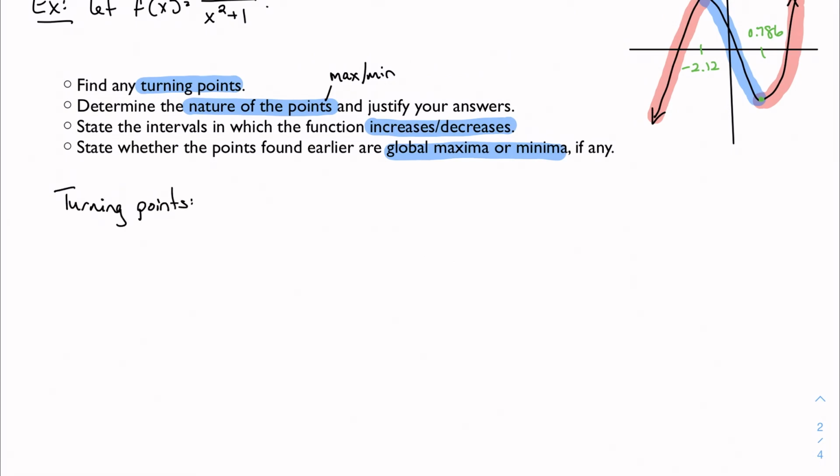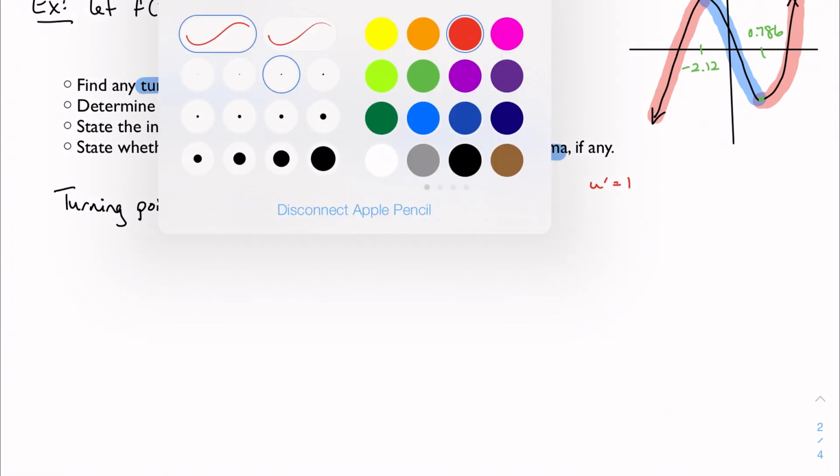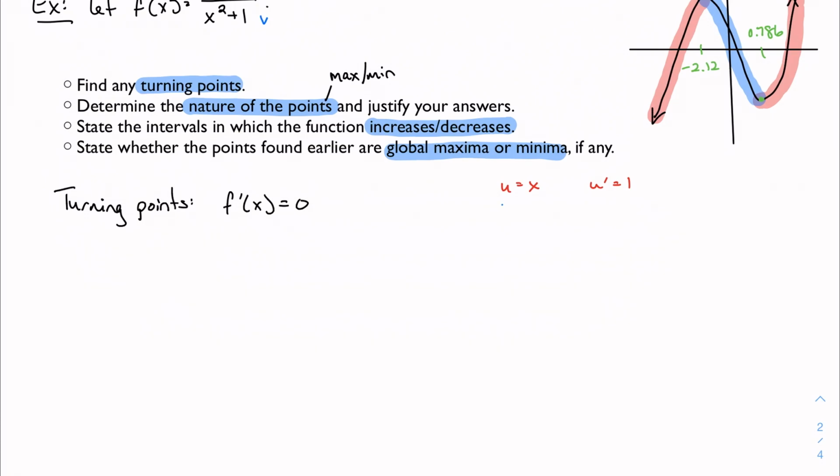To find any turning points, I want to know when does f prime of x equal 0? Well, I have a quotient here, so I should use my quotient rule. So I'll identify my u and my v. All right, so let's do some side work. So u is x, which means u prime is 1. v is x squared plus 1, so my derivative is 2x.